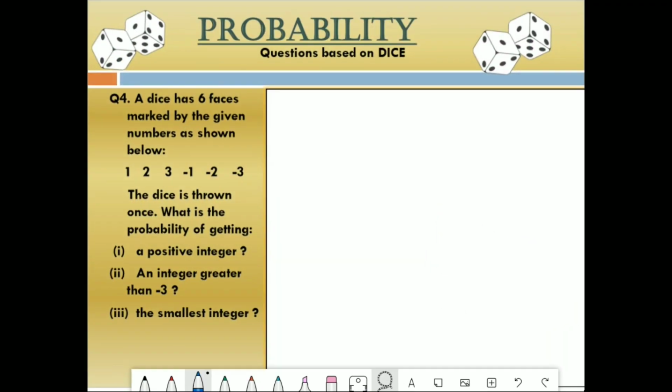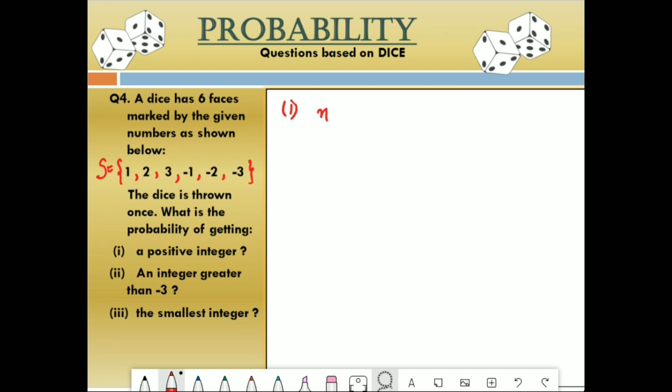Question number 4. A dice has 6 faces marked by the given numbers as shown below: 1, 2, 3, minus 1, minus 2, minus 3. The dice is thrown once. What is the probability of getting a positive integer? So in the first part, we have to find the probability of getting a positive integer. Our total sample space is 1, 2, 3, minus 1, minus 2 and minus 3.